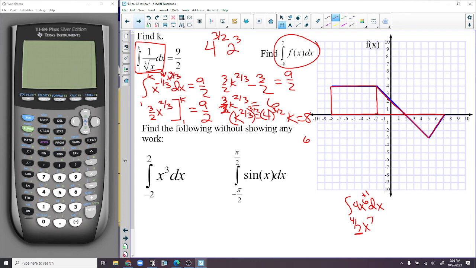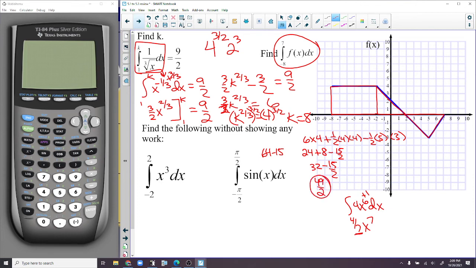6 by 4 plus half of 4 and 4. And then minus half of 5 and 3. Oh, that's going to be odd. Bummer. 24 plus 8 minus 15 halves. So 32 minus 15 halves. I need 64 minus 15. 49. 49 halves.